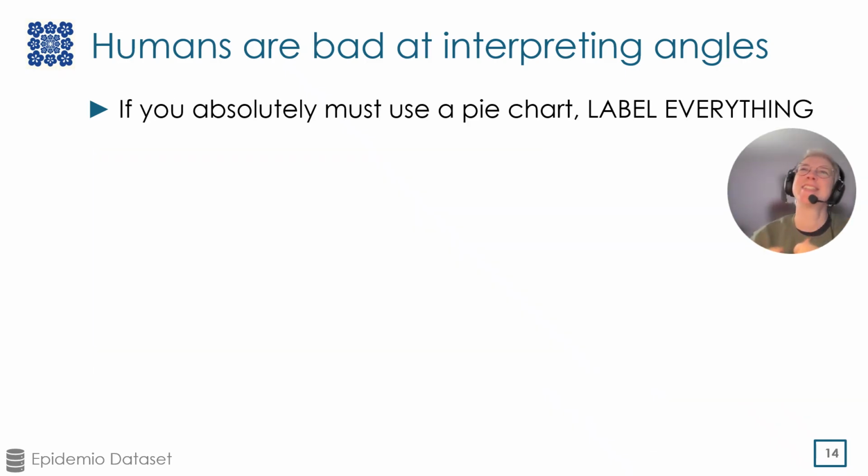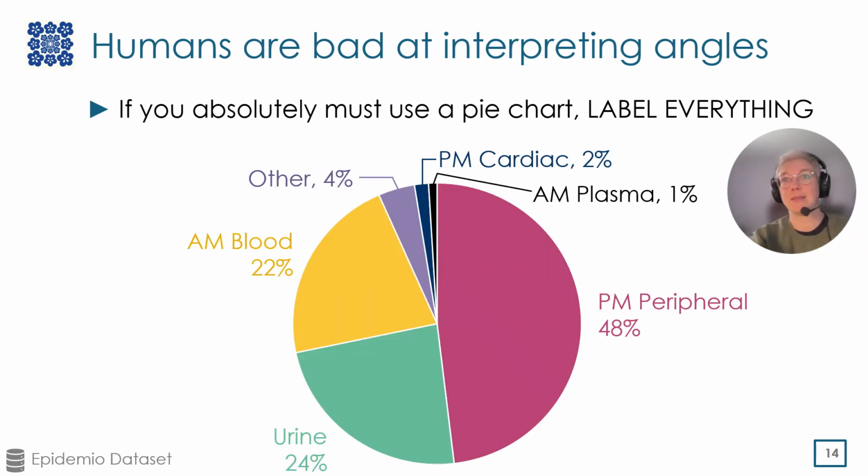If you absolutely must use a pie chart, I would say label everything. First of all, I don't recommend it past 3 categories because, as you can see here, it's kind of overwhelming to have more than 3 categories and have everything identified. It's a lot to take on. If you have 2 or 3 categories and you label everything, then I'm giving you a pass. But if you have a lot of categories and it's not labeled, no, absolutely not.